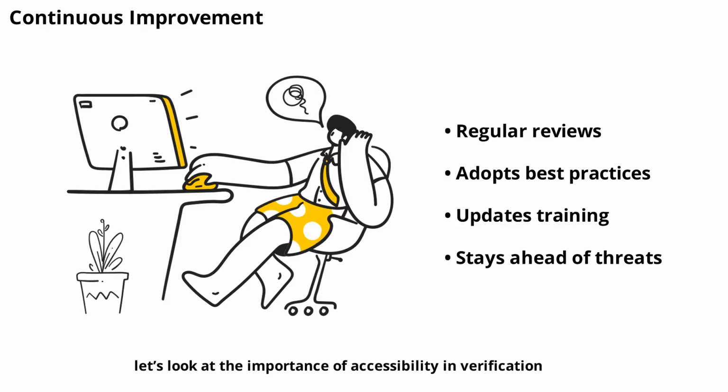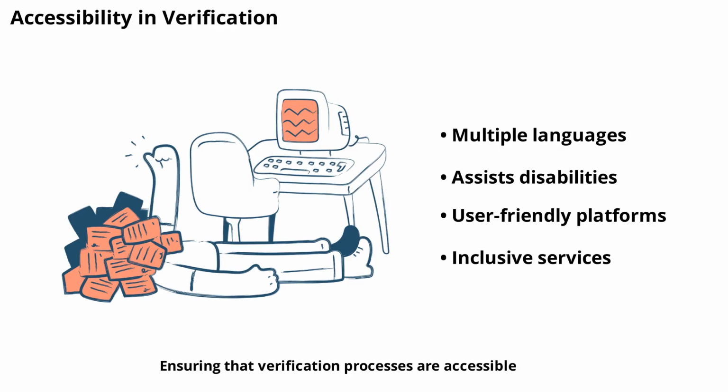Next, let's look at the importance of accessibility in verification. Ensuring that verification processes are accessible to everyone is a key priority. This means providing services in multiple languages, offering assistance for people with disabilities, and making online platforms user-friendly. Accessibility ensures that no one is left behind and that all citizens can benefit from government services.